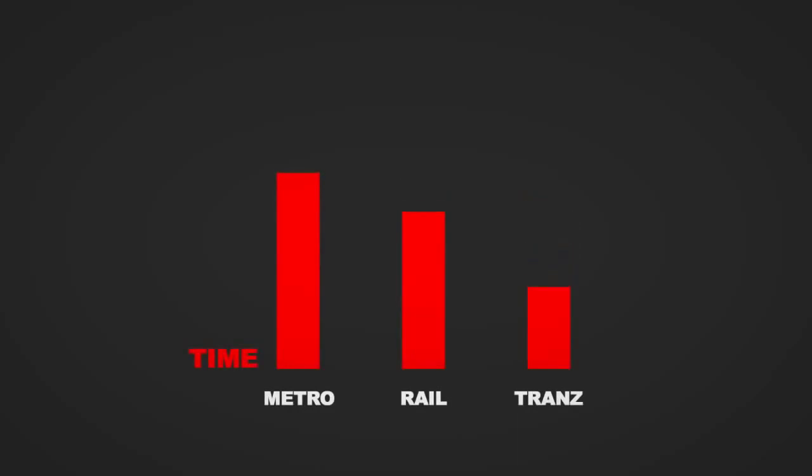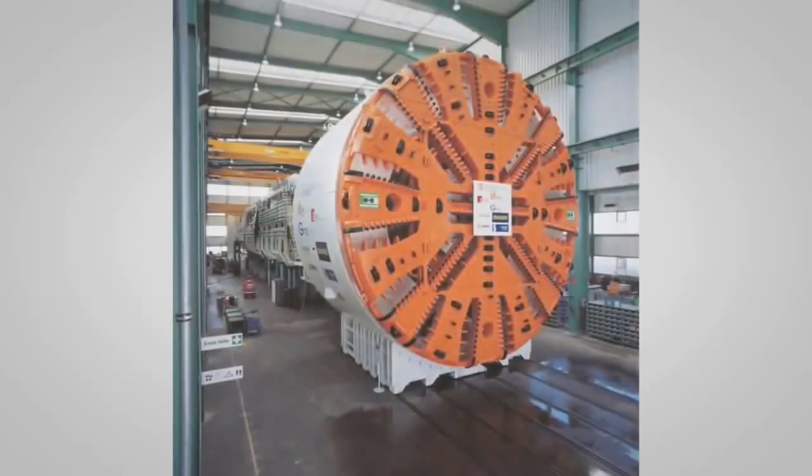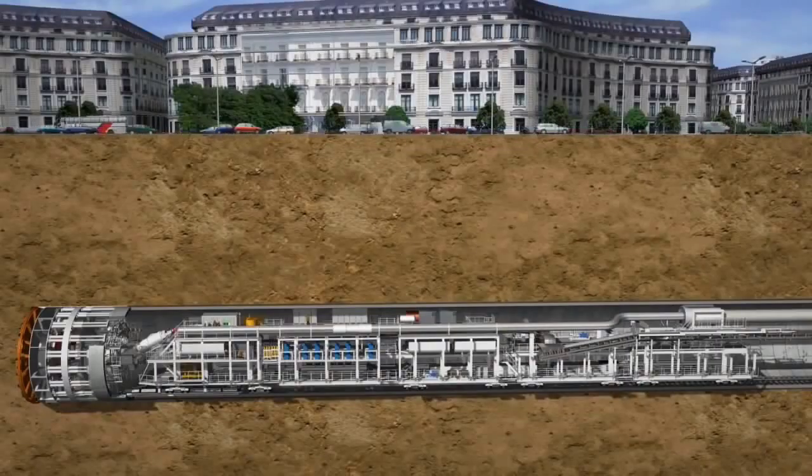Trans can be constructed in 90% less time and cost comparing to other mass transit systems like the metro and rail. A small tunnel boring machine provides faster construction and it also does not interrupt ongoing traffic.